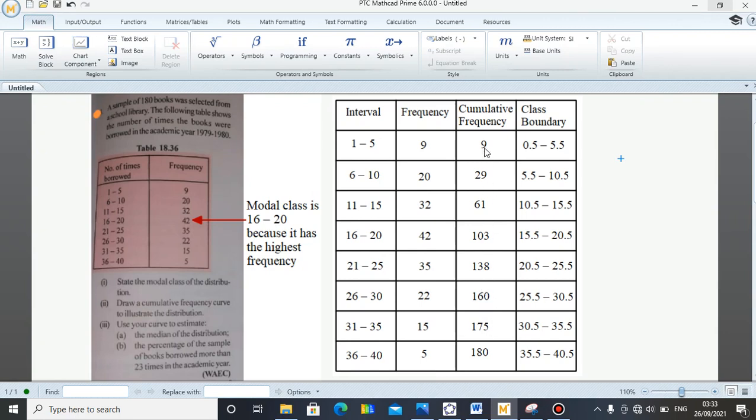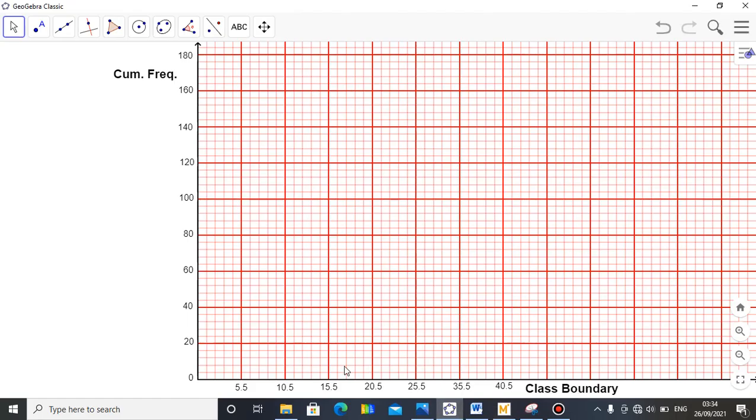So this will be on your y-axis, then the class boundary is going to be on the x-axis. You don't need any scale for the class boundary, just follow the class intervals from 0.5 to 5.5, that is the first class, and the next class begins from there, 5.5 to 10.5, till you get to 40.5. So without wasting time, let's go straight to plotting this graph.